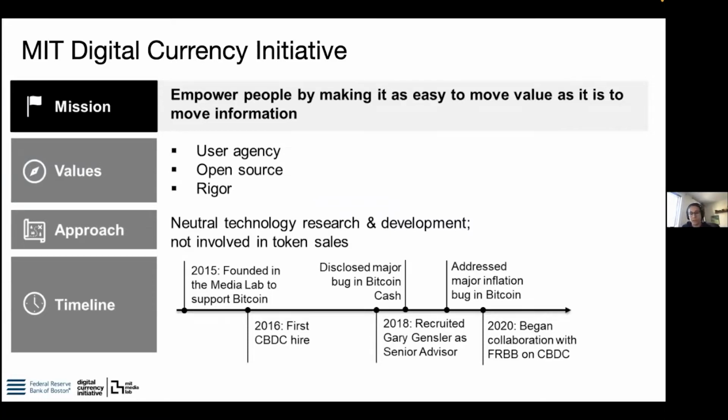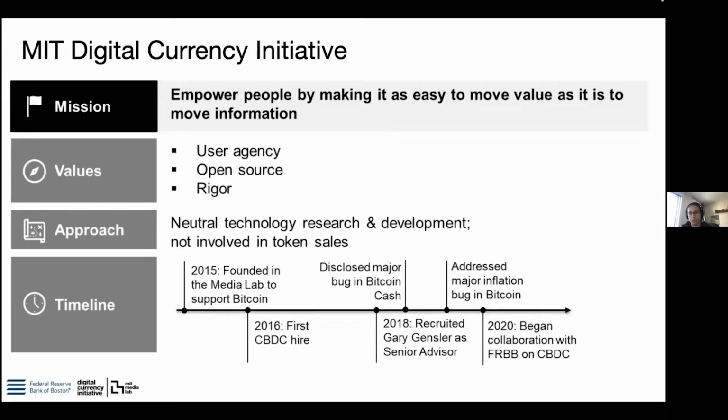We were founded in 2015. Our mission is to empower people by making it as easy to move value as it is to move information. And we work on that in primarily two different ways. First of all, we spend a fair amount of our effort on the scalability, security, and privacy behind decentralized cryptocurrencies. We do that primarily by writing open source software and engaging in technology research. We support several developers who work full-time on Bitcoin Core.